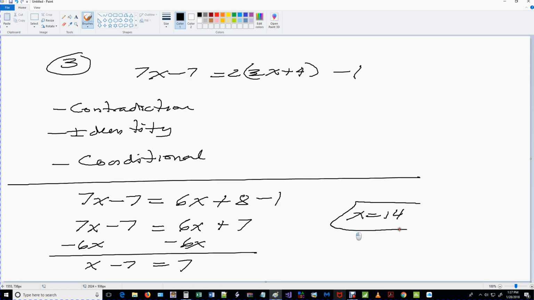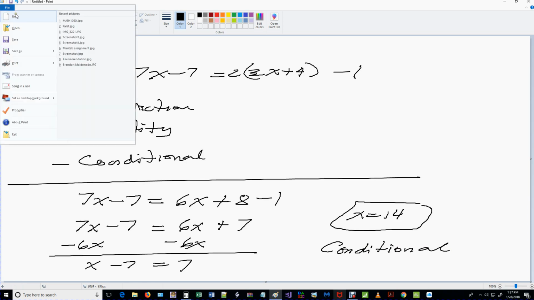Once you get to this point, when only one solution is found, you end up with the conclusion that the original equation is a conditional, right? Because there is only one solution. So it is conditional to x being 14 in order for the equation to be true. Sounds kind of funny, but it is. That's the case. All right, number 4.